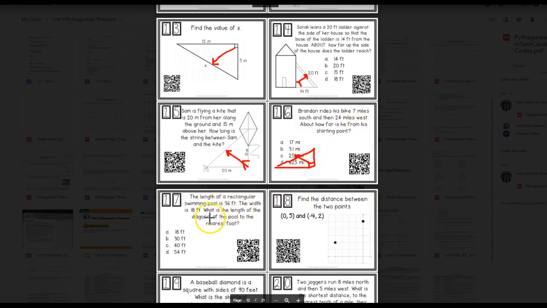Number 17, the length of a rectangular swimming pool is 36 feet, and the width is 18 feet. What is the length of the diagonal of the pool? Okay, so that would be your right angle here. You are looking for the hypotenuse. Find the distance between the 2 points. So you need to draw your triangle and you'll be able to determine that.